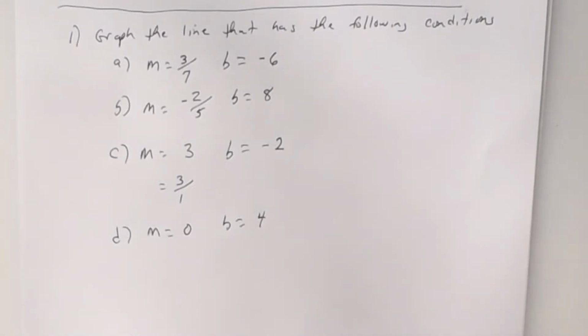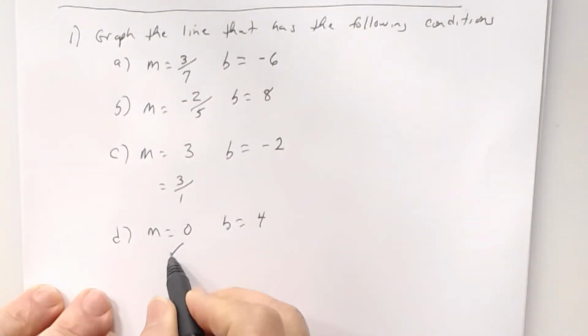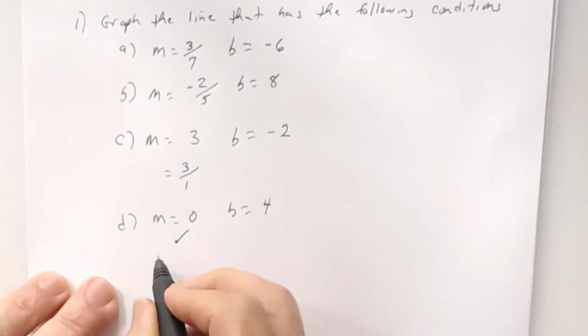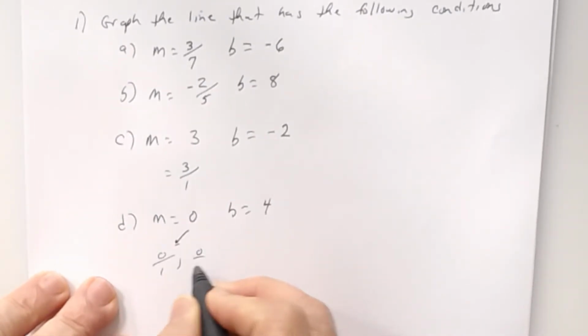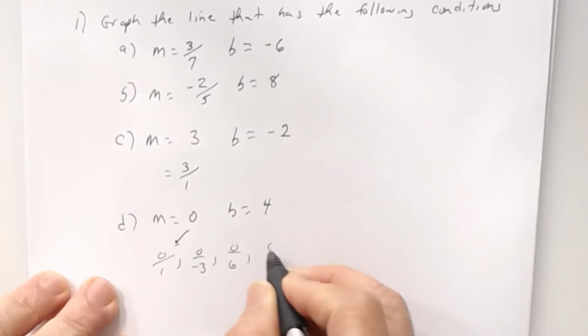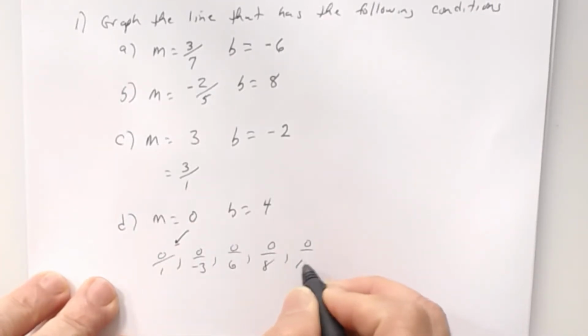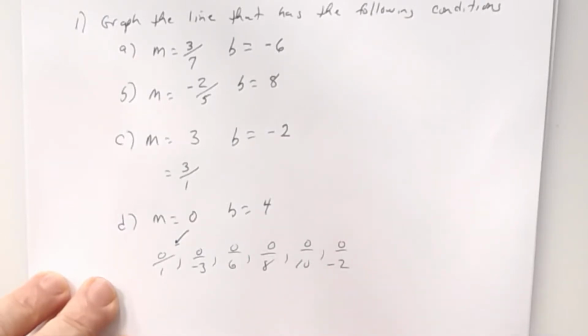Let's write it as a fraction. I can write 0 as what? 0 over 1. What else? 0 over 4, 0 over negative 6, right? You all agree? It does not matter what your denominator is as long as it's not what number, though? 0, because you cannot divide by 0. So I can write 0 as a fraction, just like I did 3. I can say 0 over 1, 0 over negative 3, 0 over 6, 0 over 8, 0 over 10, 0 over negative 2, and so on.